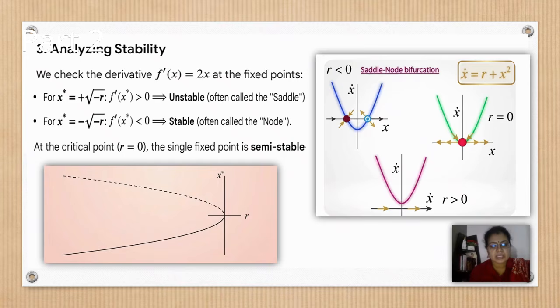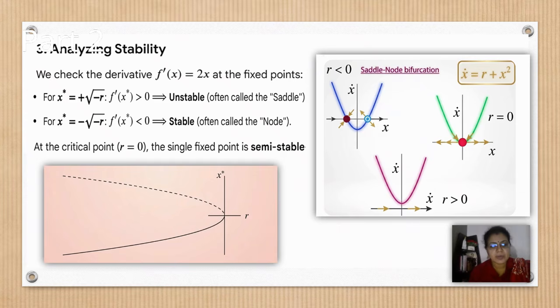So for x* = +√(-r), we end up with 2 times a positive value, so it will have a positive f'(x). So it will be an unstable fixed point, often called the saddle. Now for x* = -√(-r), the derivative ends up with a negative value. We call it a stable fixed point.